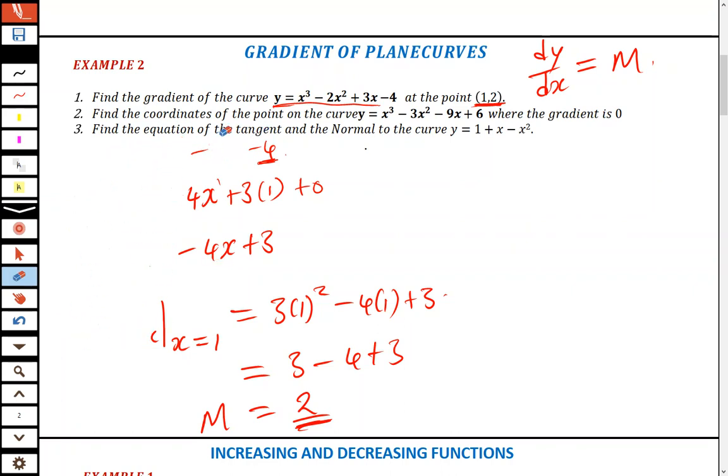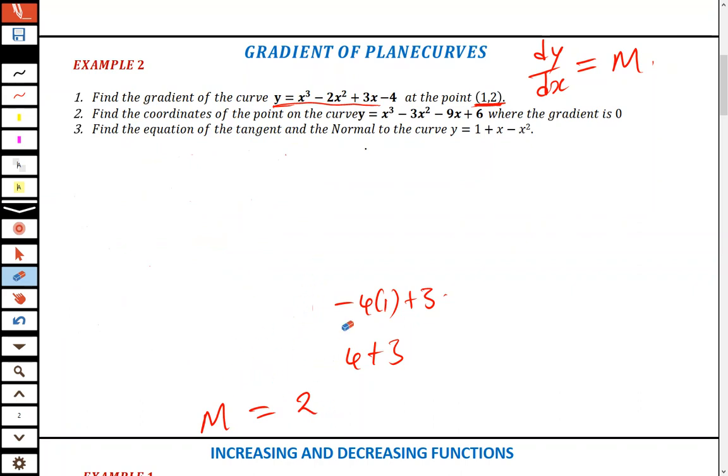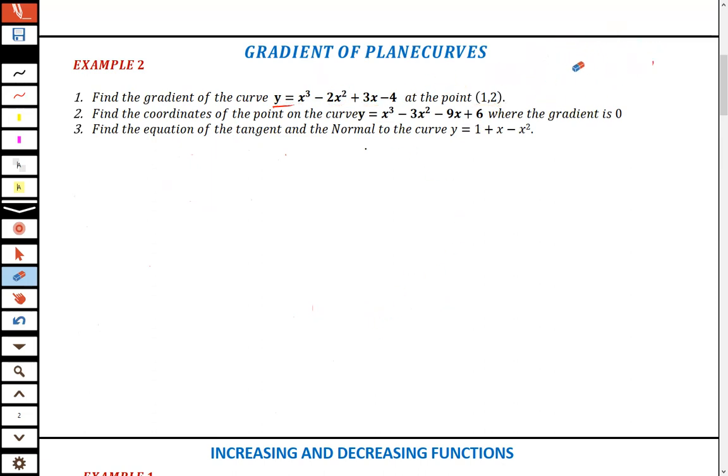All right, so the next question is find the coordinates of the point at which the curve y is equal to x cubed minus 3x squared minus 9x plus 6.